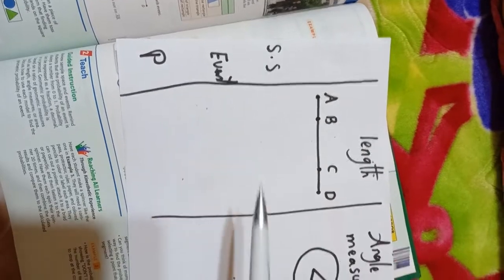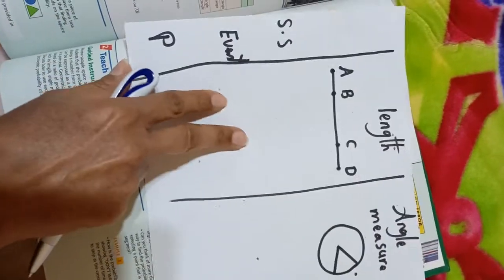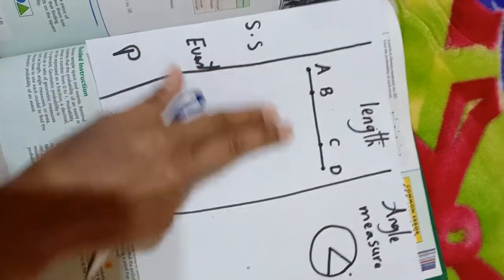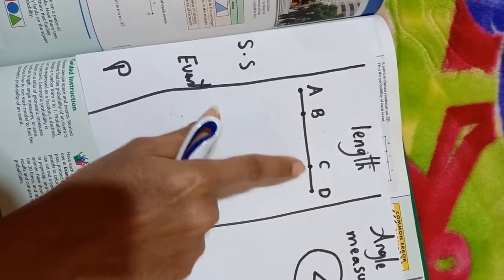Let's see what the sample space is in each model, what the event is in each model, and what the probability is in each model. Let's start with the length. For example, we have this line segment, line segment AD, and points B and C lie on the segment.